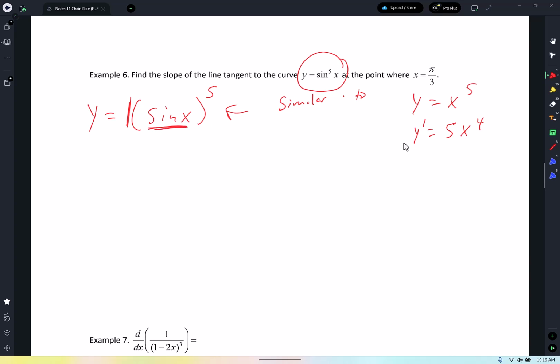You ready for the chain rule? I'm going to go real slow. dy/dx, you can also say y prime, equals, so what's the derivative? 5, open parenthesis, sine x, close it, to what power? 4, awesome, times, we're not done, times the derivative of the inside. What's the derivative of sine x? Cosine x, perfect.